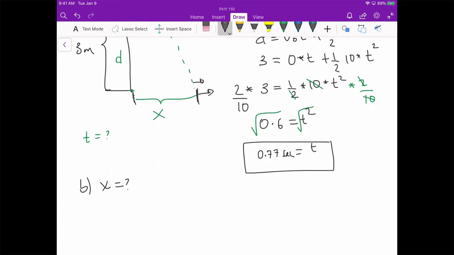So therefore, how do you find distance? If it is constant velocity, I put it as x, you can put it as d if you wish, but you will use speed times time. Remember that little formula, speed times time? You already know the speed is 5, which is given, multiplied by 0.77. Everything is in SI units, so your distance will be in meters. 5 times 0.77 is 3.85 meters. That's what the answer is.